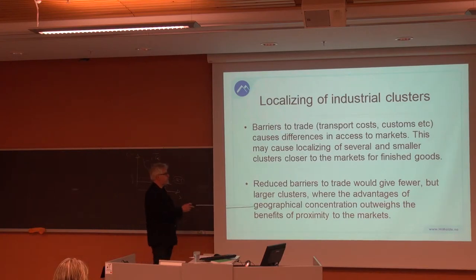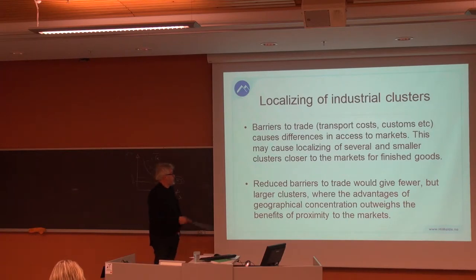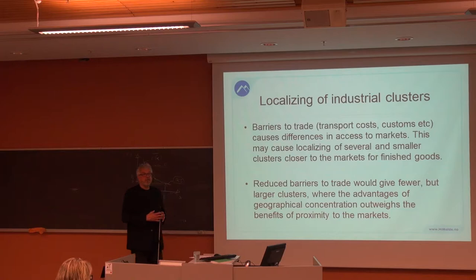And then the advantages of geographical concentration may outweigh the benefits of proximity to the markets, because when you reduce what I call barriers to trade, you can translate that to reduced transport costs and other friction in the physical movement of goods and people. It's easier to concentrate, and you can perhaps exploit more of the economies of scale in having larger production units, and you don't need to be so worried about high transport costs.